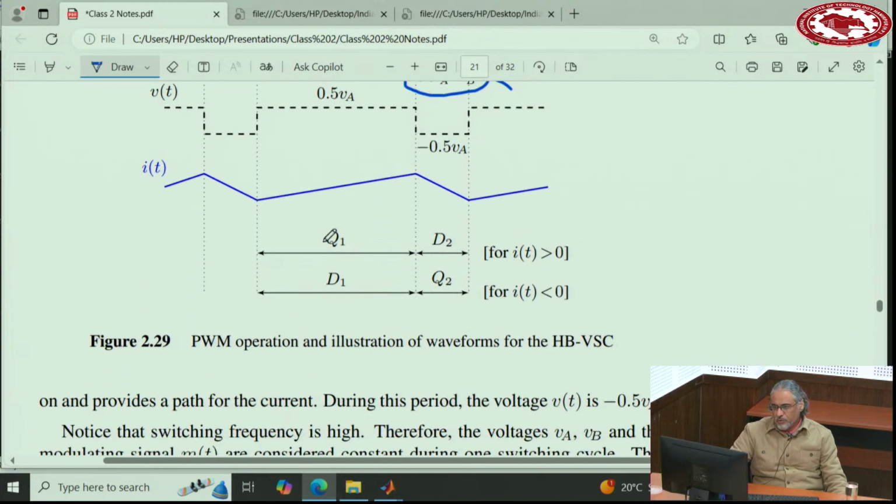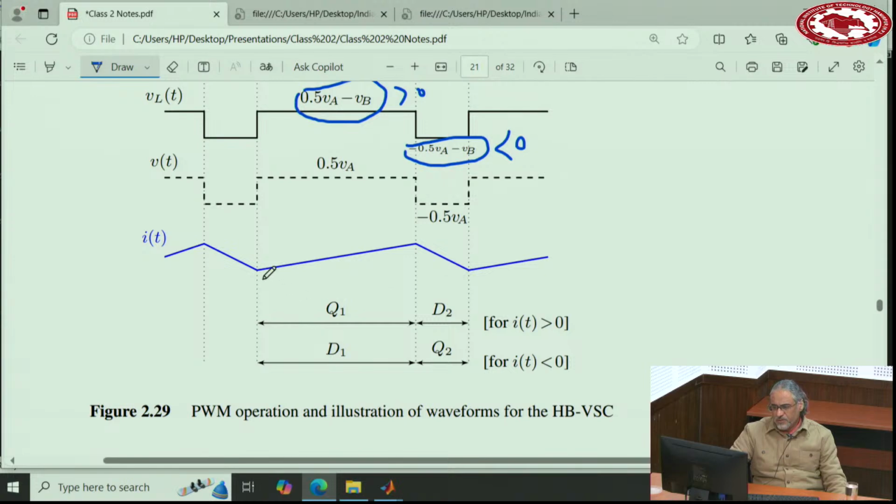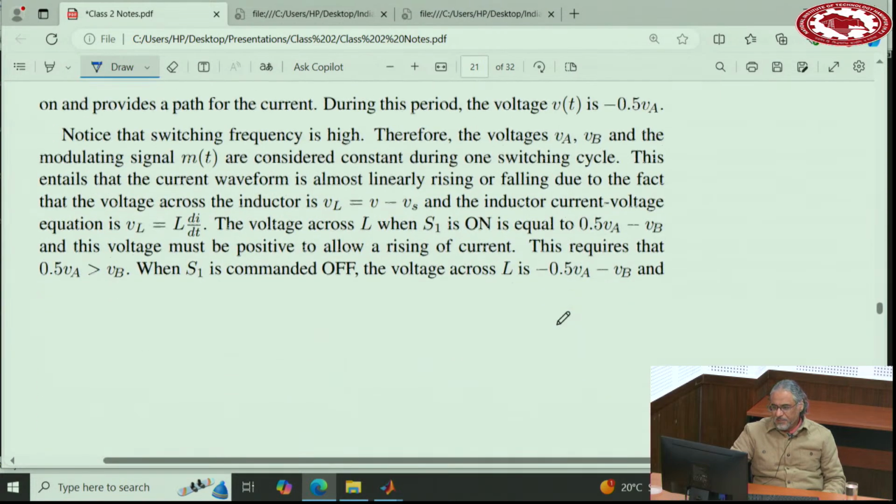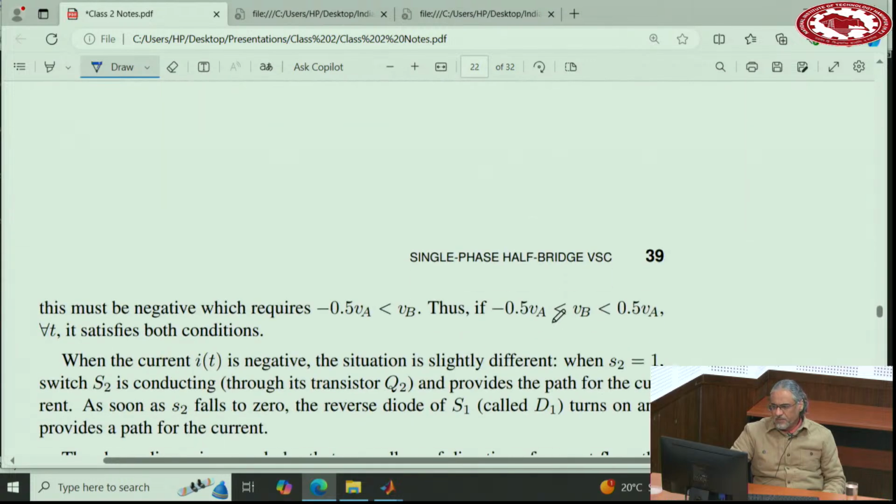Okay, so current will go up in this direction, in this region, and go down. In this region, transistor 1 is operating, and diode 2, if the current is flowing from the left side to the right side. If the current is flowing from the right side to the left side, in this region, diode 1 is working, and Q2, for negative current. Okay, so this is the principle of operation.